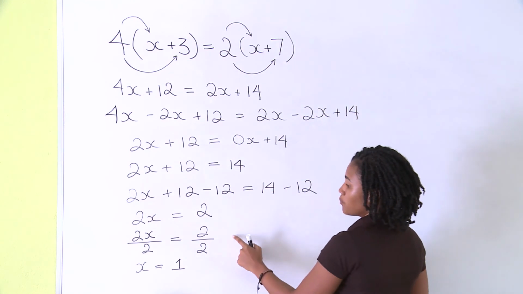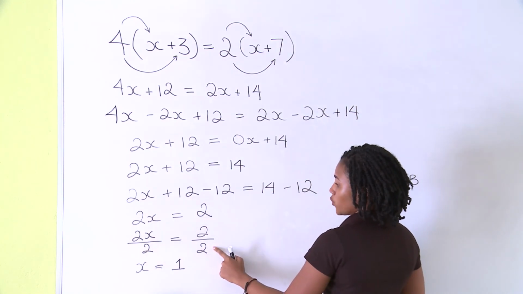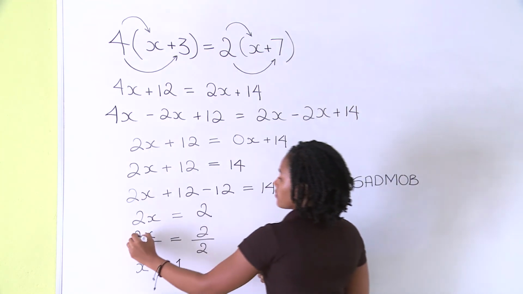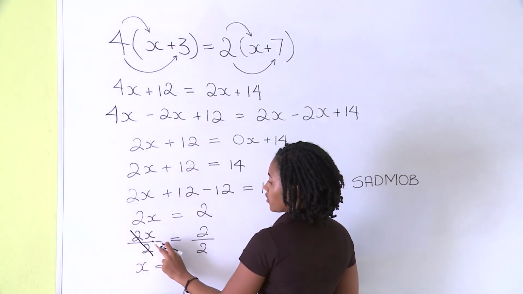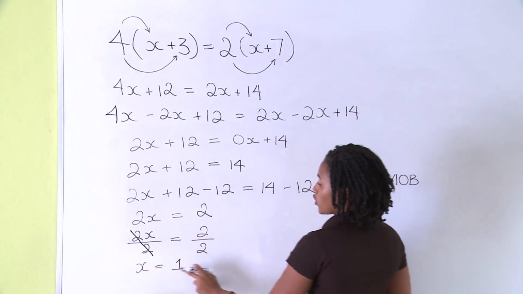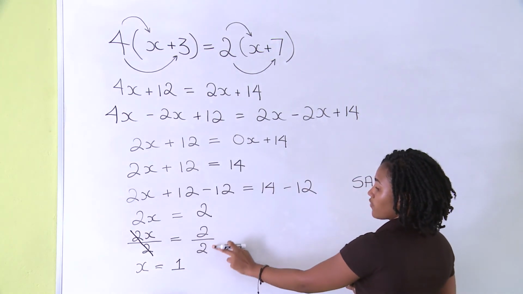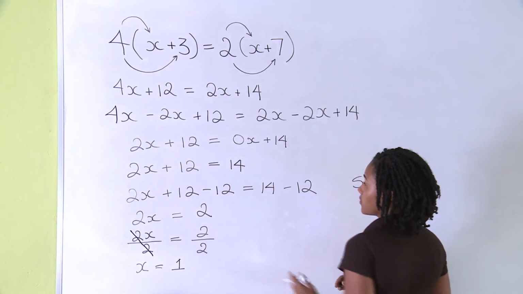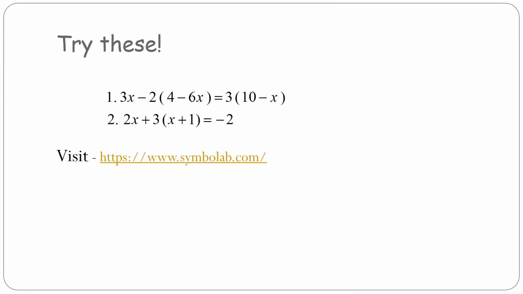Now we're going to divide both sides by 2. So we cancel out our 2's, and that would be x is equal to 1, because 2 divided by 2 gives us 1. I'll leave these two equations with you to try.